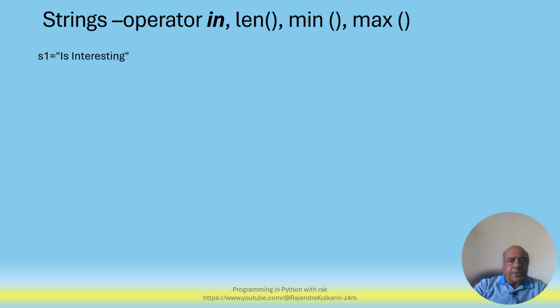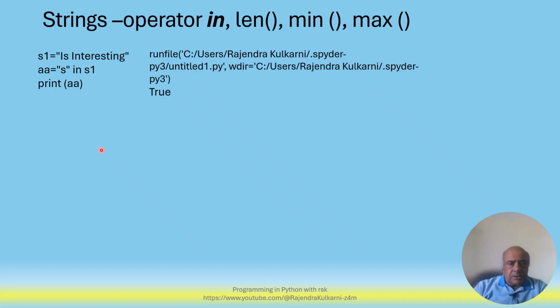Then there is an operator in and functions len, min and max. How those are used we will see here. AA is equal to S in S1. What does this statement tell us? It is trying to find out whether S is appearing in S1, and if it appears, it will be evaluated to True. This S in S1 will evaluate to True and be assigned to AA, and then it appears as True when we execute print AA.